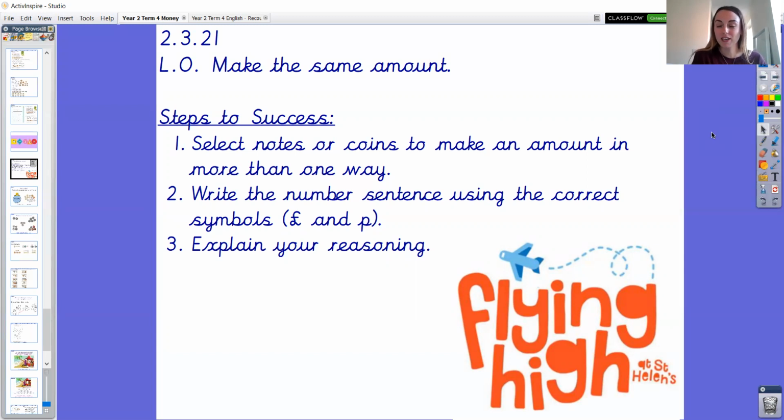So please pause the video here to write the short date, 2.3.21, and the learning objective, make the same amount.